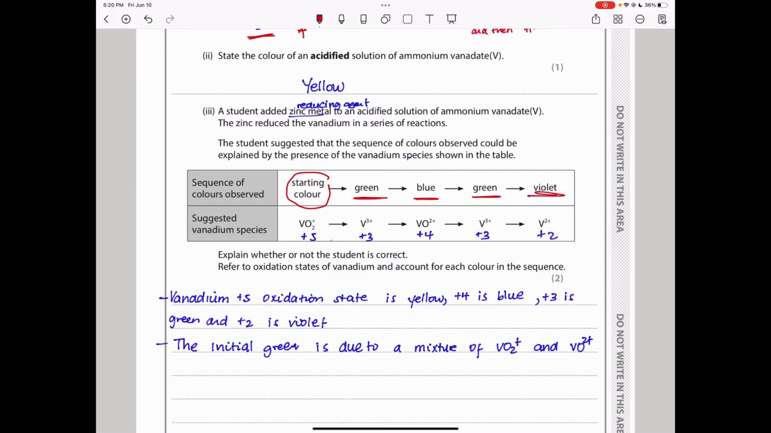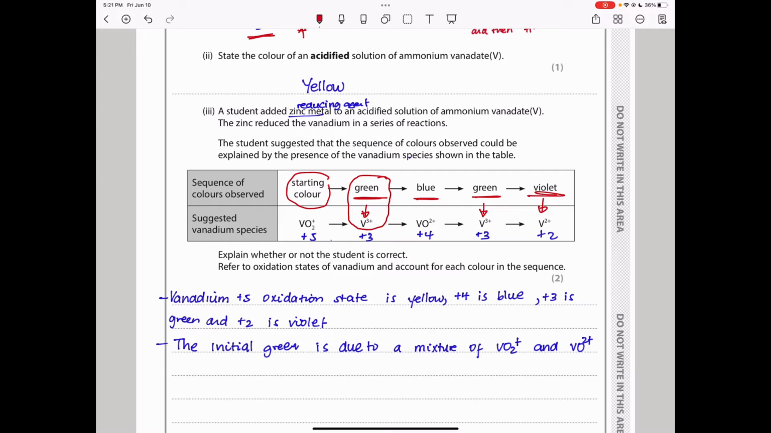So this student thought, because it's going to be green, of course we know vanadium 3. The student thought that every time we see a green color, it's going to be vanadium 3. We see violet, it's going to be, of course, vanadium 2. But actually, the green color, in this case, most of the time, could be a mixture of a yellow and a blue color, not necessarily vanadium 3. So here they say, explain whether or not the student is correct. Refer to the oxidation state of vanadium and account for each color in the sequence.